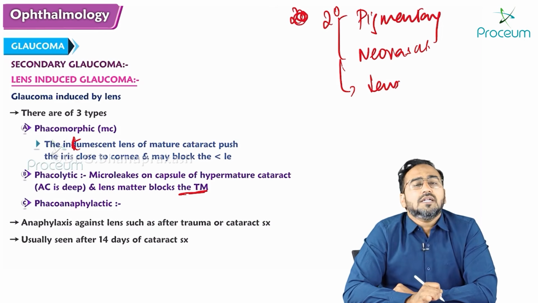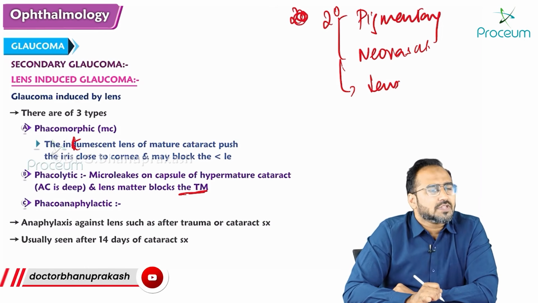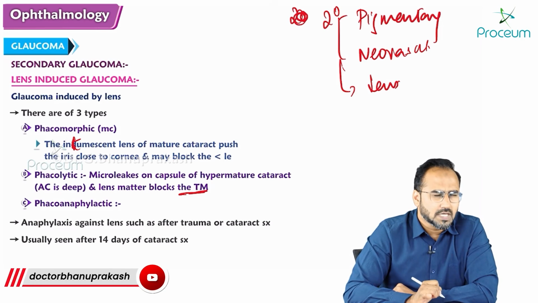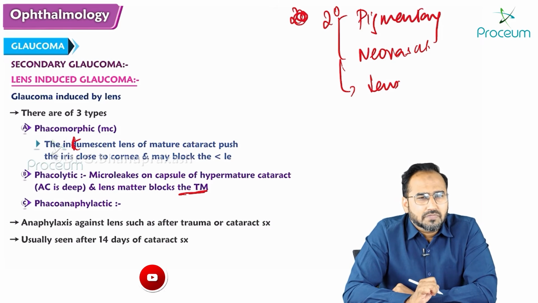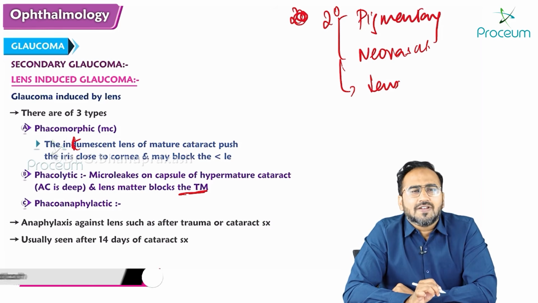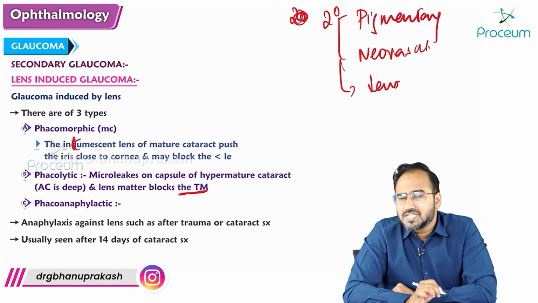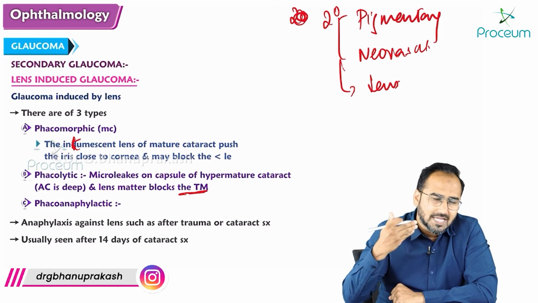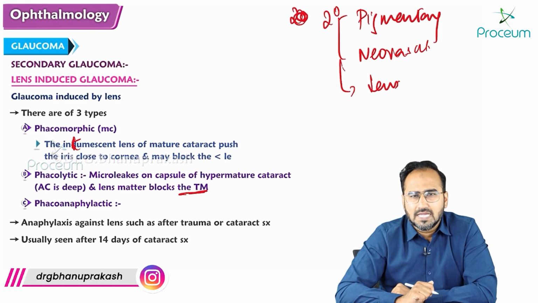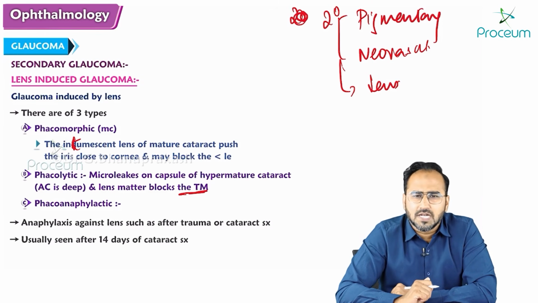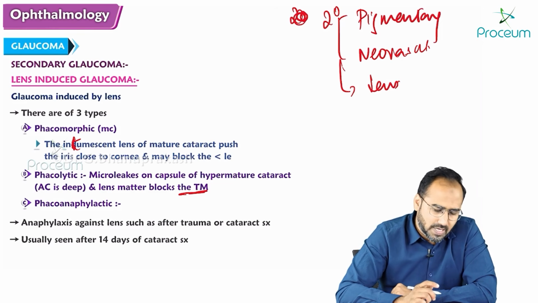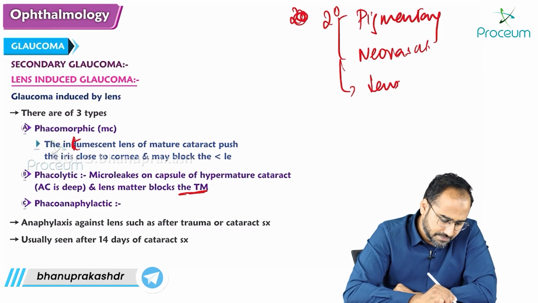Phacoanaphylactic meaning what? Due to the anaphylactic reaction to the lens that has been put in the patient's eye. Due to that anaphylactic reaction, the patient's intraocular pressure is increased and the patient develops glaucoma. That is called phacoanaphylactic glaucoma, right?